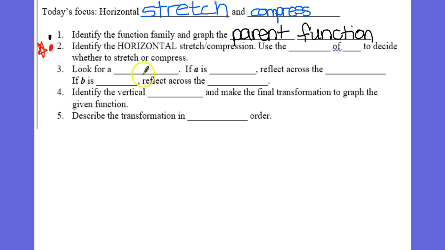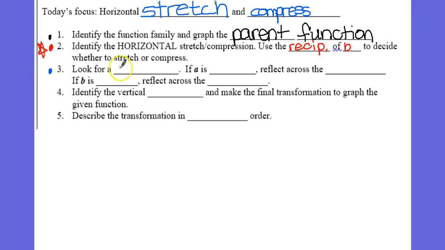Okay, after we do that, today's new information is to identify the horizontal stretch or compression. So that's our B term that we've been talking about. Because we are working inside the grouping symbol, we're going to be doing the opposite of what it says. So we will be using the reciprocal. I can't fit the whole word, so I'm just going to write recip. The reciprocal of B to decide whether our points are going to spread out horizontally or if they're going to compress horizontally. So we're going to use the reciprocal of B to help us make that decision.